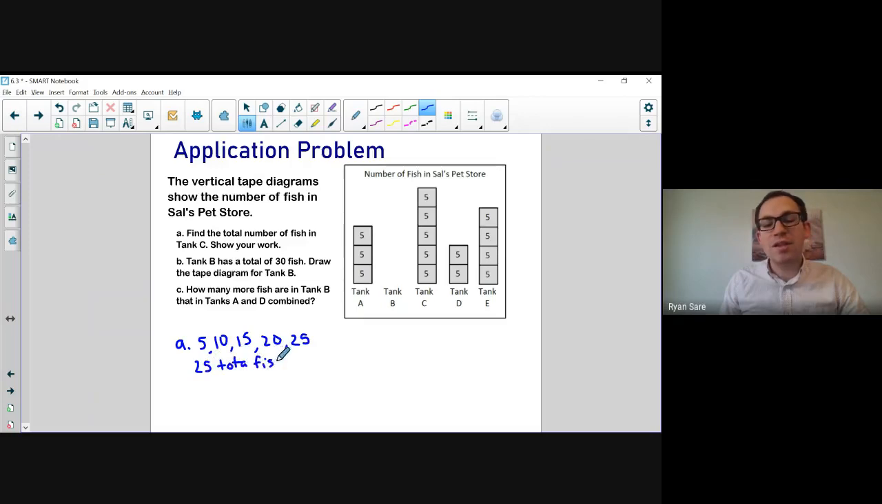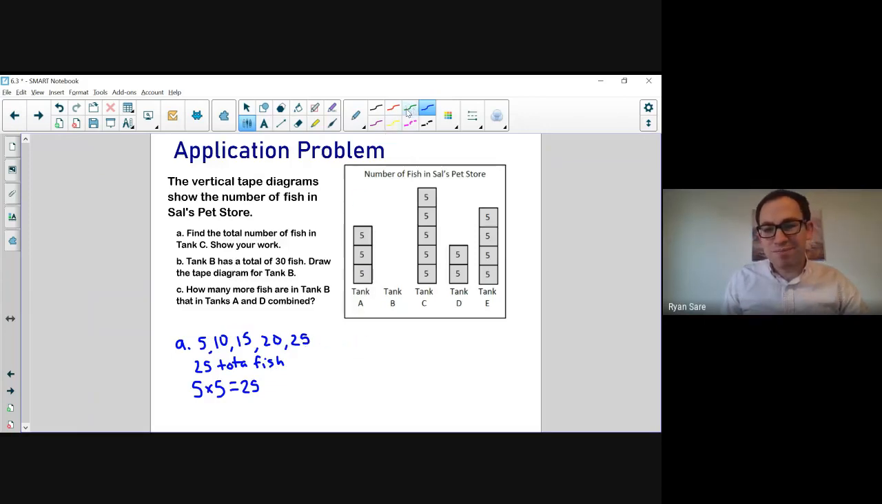Another way that I could show this is I could write a multiplication problem. I can say that I did 5 times 5 because there were 5 units and each unit was 5. And 5 times 5 is equal to 25. So that's a different way that I could show my work for that same problem.